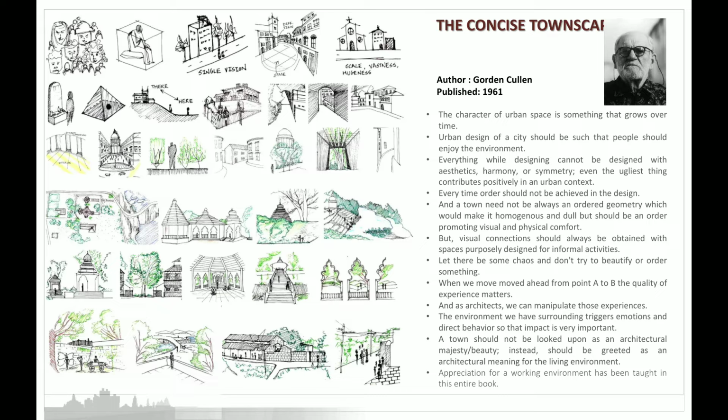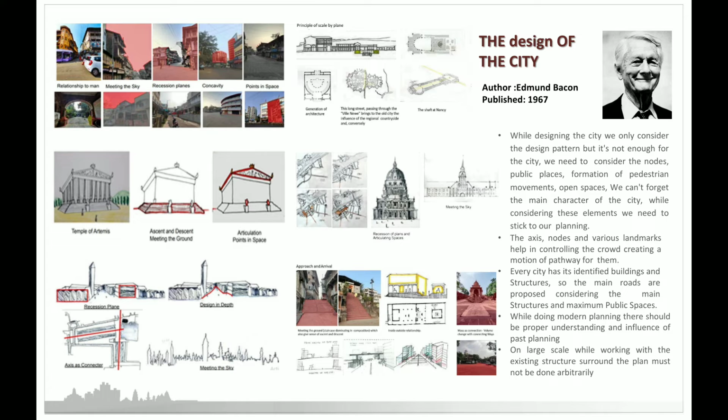In this book, he mentioned serial vision, place, possession, concerning context, concerning place, this and that, enclosure, and functional traditions. Through this book study, we understand the character of urban space is something which grows over time. It must be such that people should enjoy the environment, the experience we get while moving from space A to B, and its impacts. Second book is Design of City by Edmund Bacon, published in 1967.